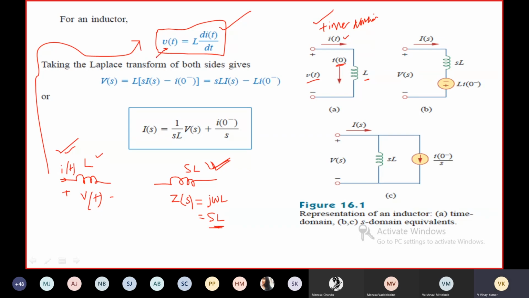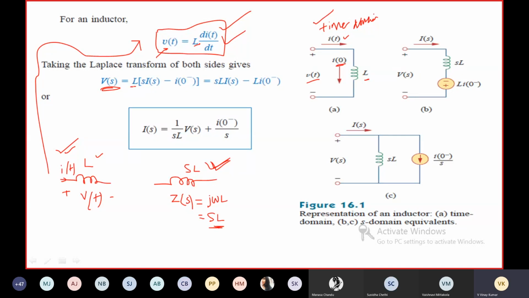By taking the Laplace transform of both sides, what do we get? The Laplace of v(t) is V(s). V(s) is equal to the Laplace of... you know the time differentiating property, right? You have to use the time differentiating property. L is a constant. Using the linearity property, a constant doesn't change.